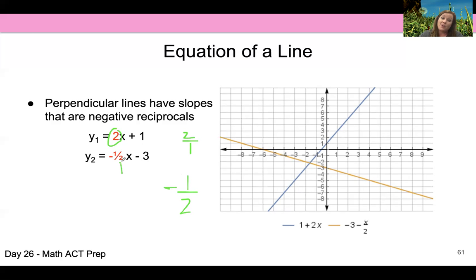I go up here and I double check the slope. It's -1/2. Yes, these two are perpendicular. Now again, if I multiply 2/1 times -1/2, I do get -1, but it's just a whole lot easier to flip it and change the sign.